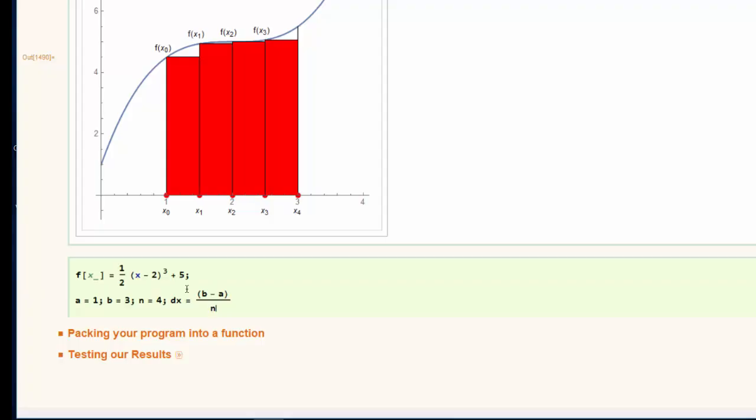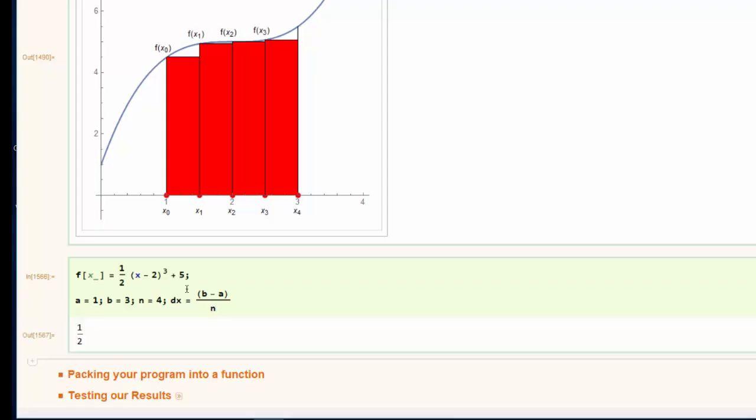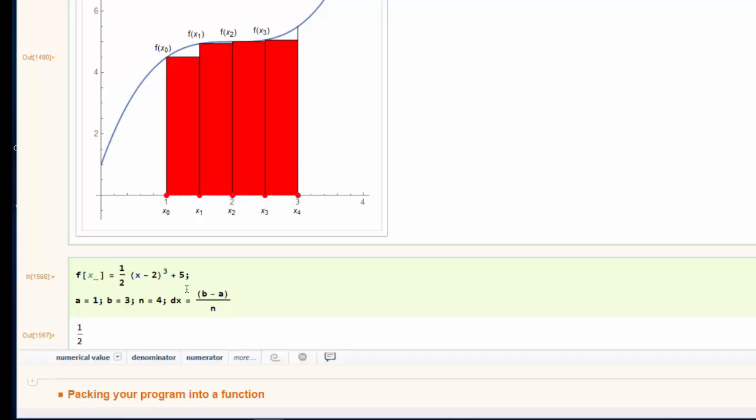And then once I put some of this code in Mathematica, I want to make sure I'm running the cells. That way I can actually see and confirm the values I'm getting. In this case, I have a delta x value of 1/2. That makes sense according to my picture. So now I have my delta x.